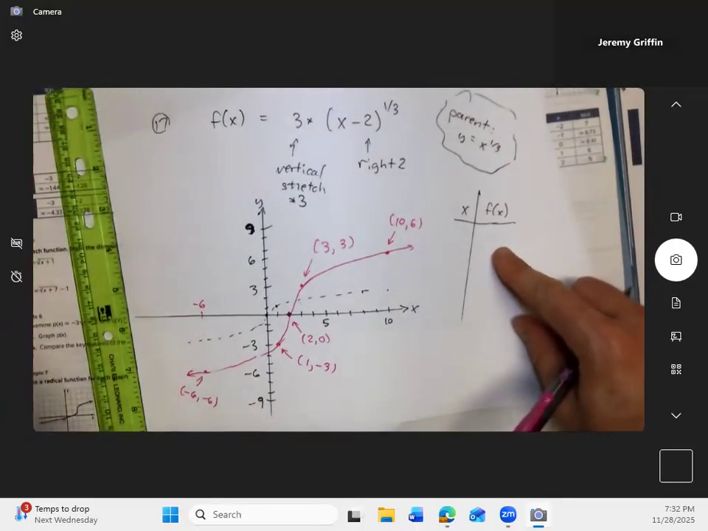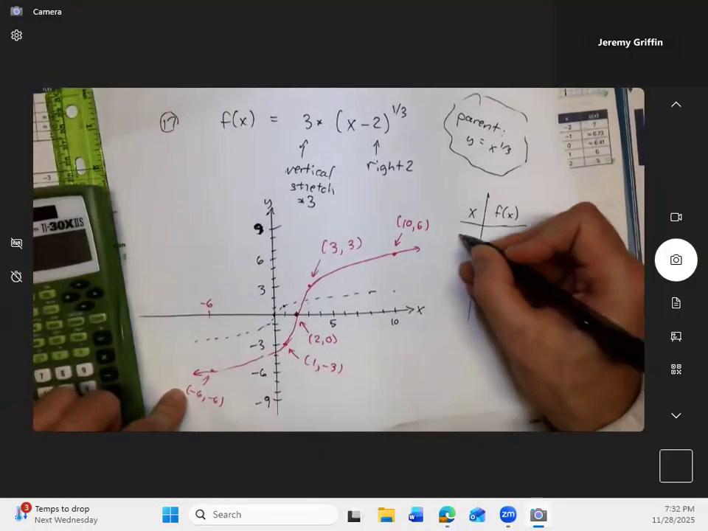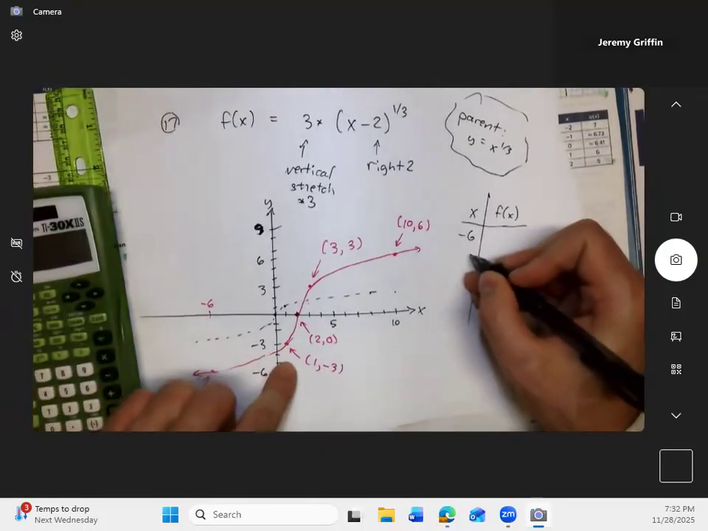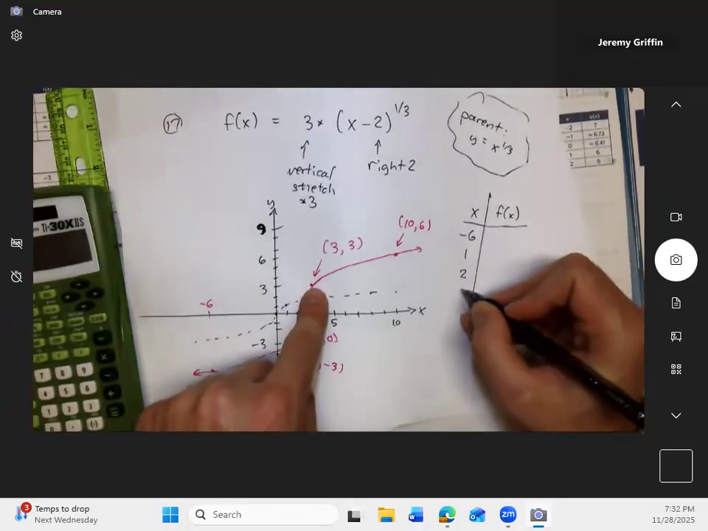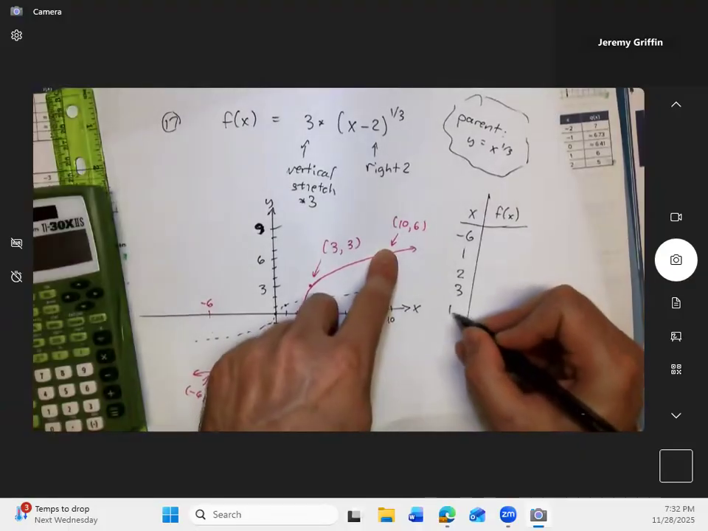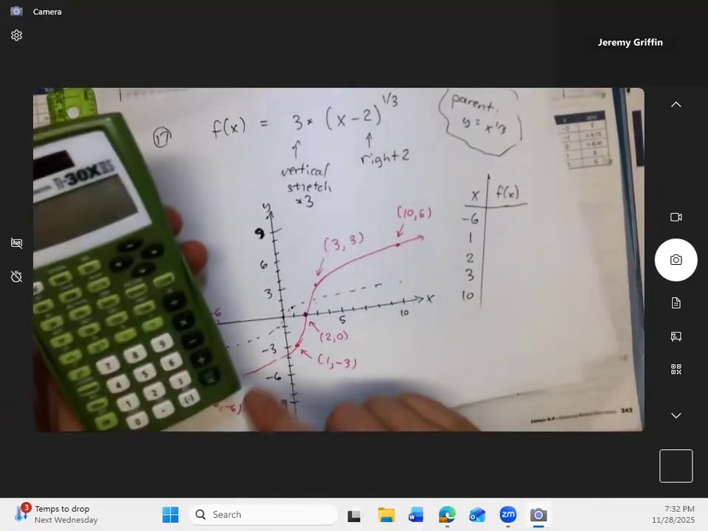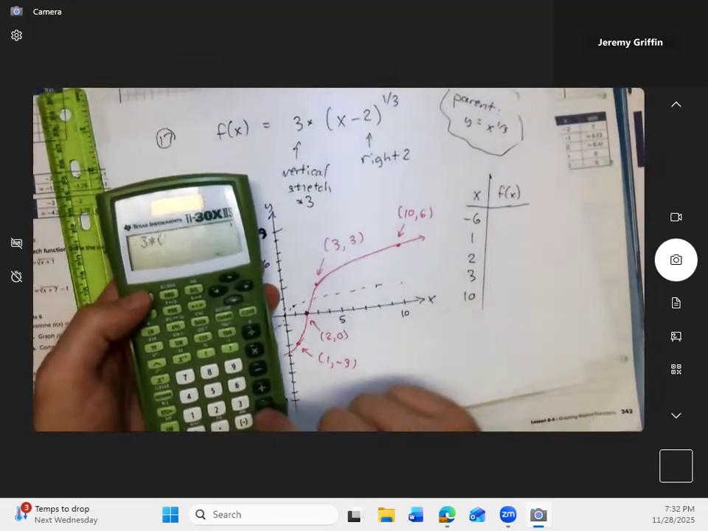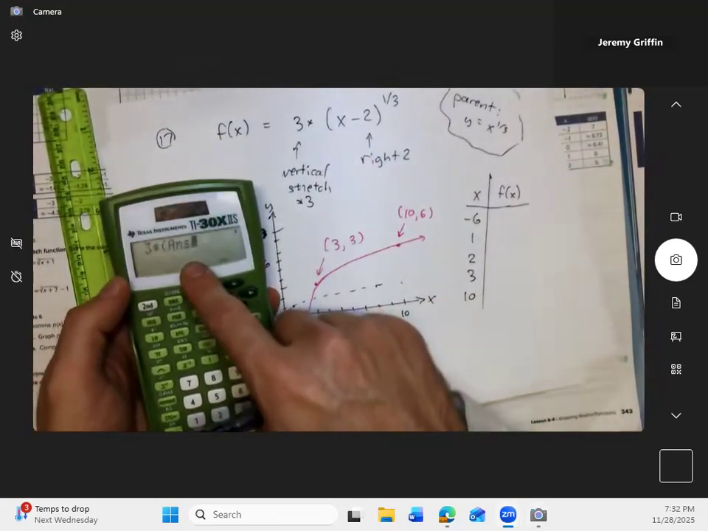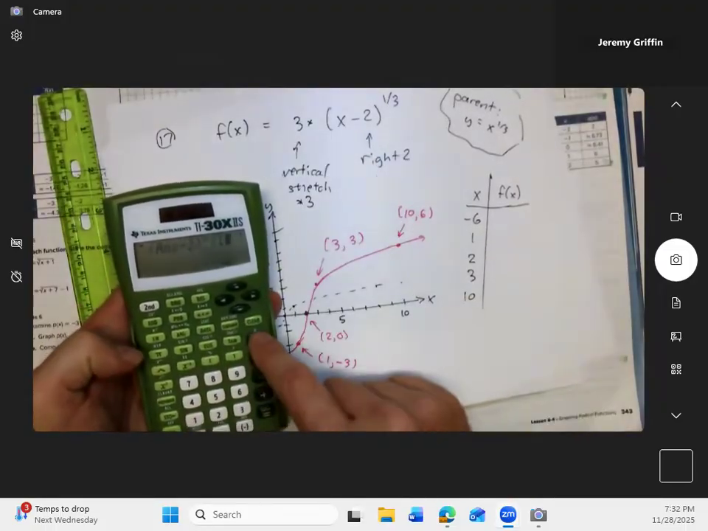Okay. Calculator time. I'm going to test all these 5 points right here. So I'm claiming that at -6, 1, 2, 3, and 10, these should all come out to integer values. Let's see if that's true. Here, I'm going to try that trick I've been showing you guys. So I'll put answer in for x. I'll say -2, power of, and then parentheses 1/3.